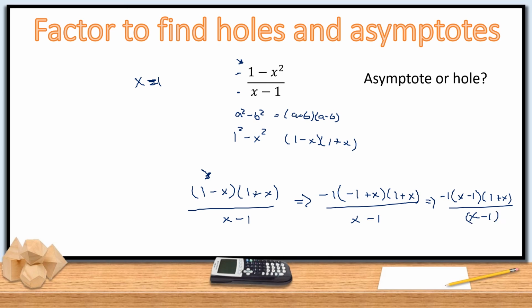So the x minus 1 part would cancel. So there is a hole in this graph. So we'd say there's a hole at x equals 1. And then what's left over is -1 times 1 plus x.